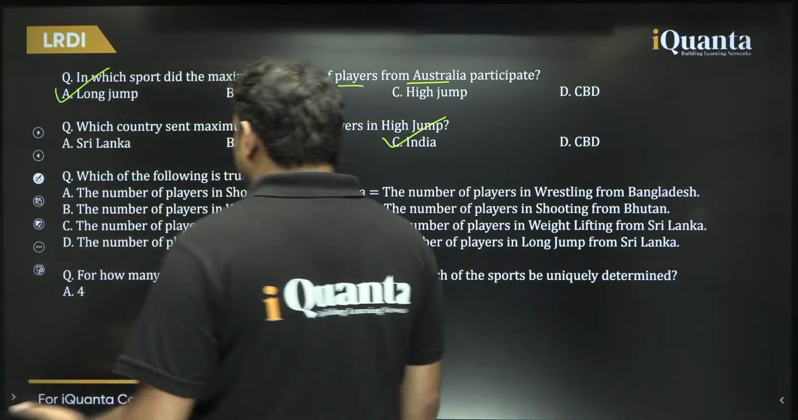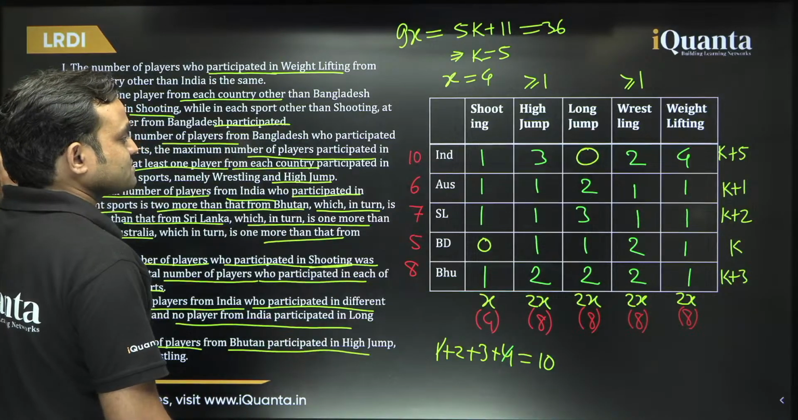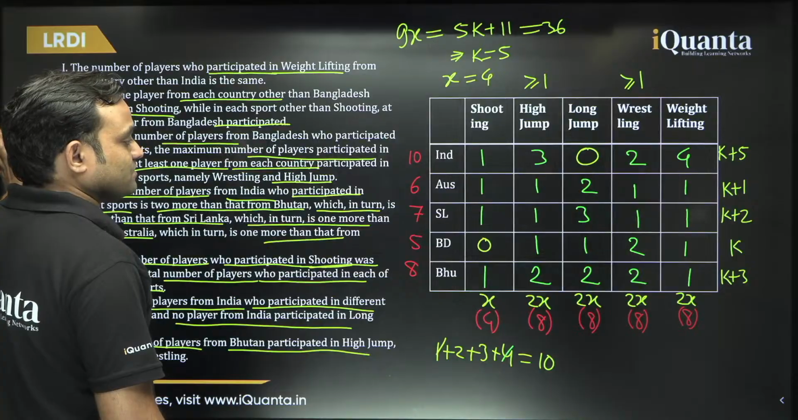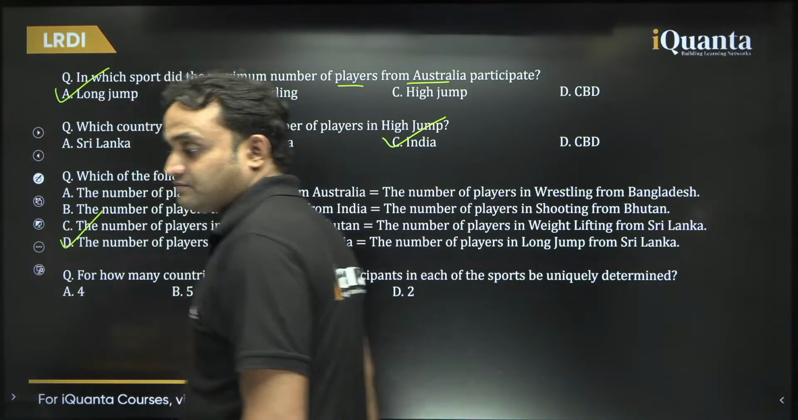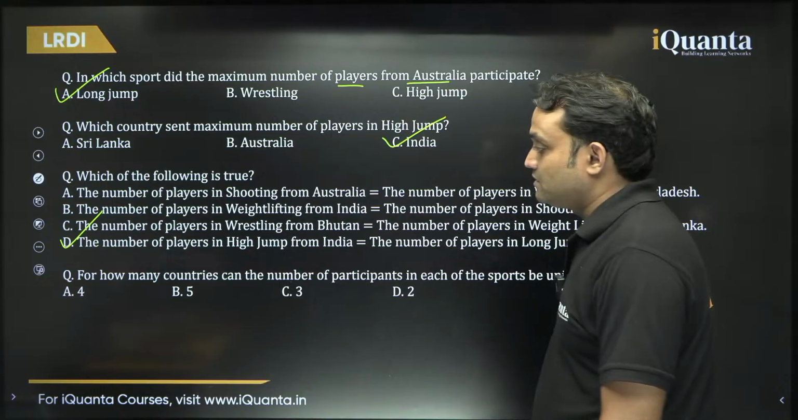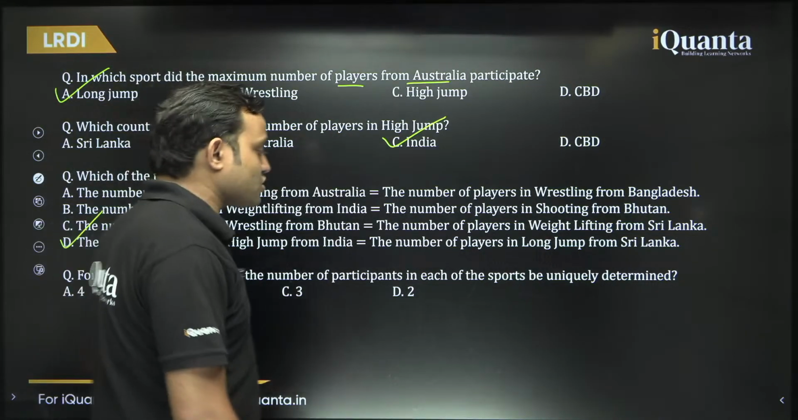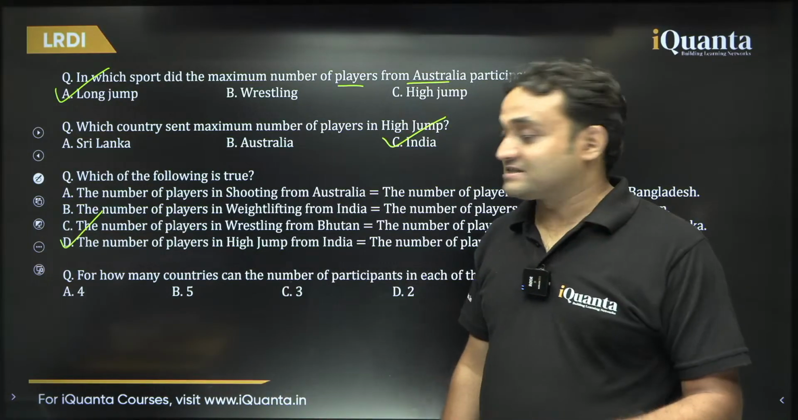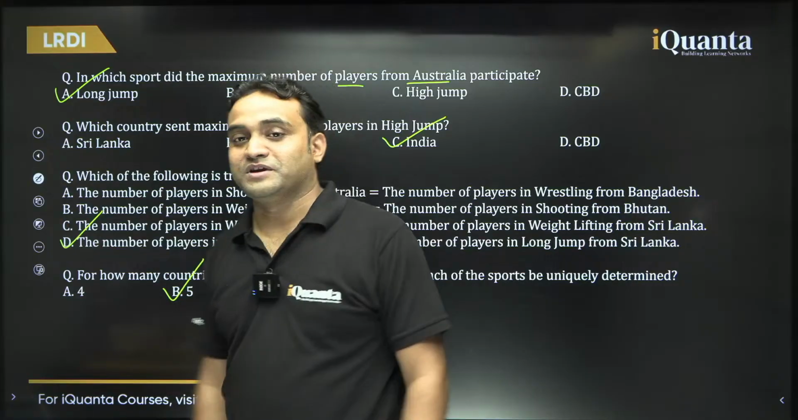Fourth one must be equal. The number of players in high jump from India, it's 3. The number of players long jump from Sri Lanka, 3. So our answer is option D here. Right? For how many countries can the number of participants in each of the sports be uniquely determined? So our answer is all the countries, right? So our answer is option B.